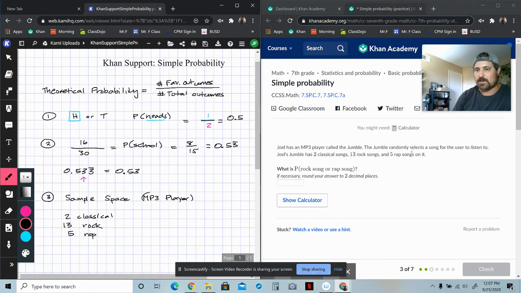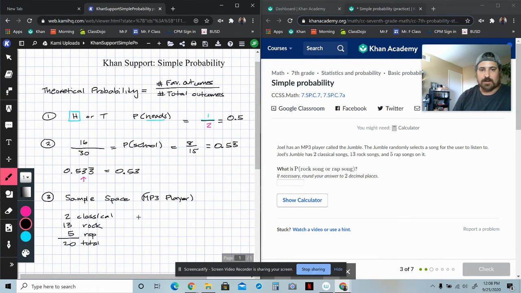So it's going to randomly choose from one of these items, right? So you have to figure out what's the total possibilities. If we add all this together, we get 15 plus 5, or 20. So he's got 20 songs on his MP3 player. So it's randomly going to pick one of these 20 songs every time he hits play. Okay, cool. It says, what's the probability that it's a rock song or a rap song?